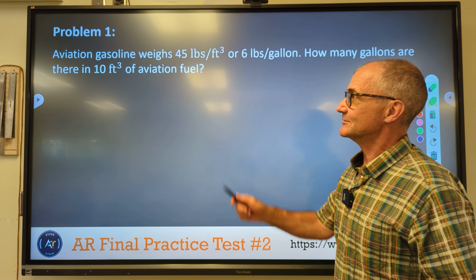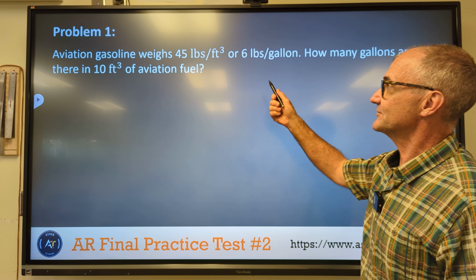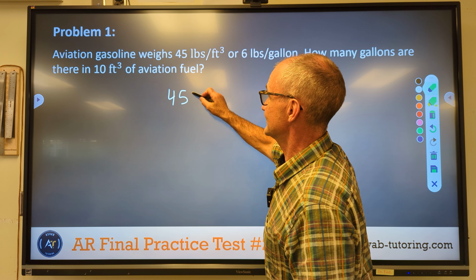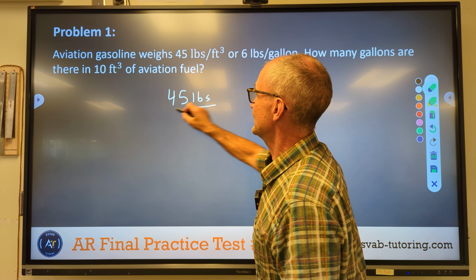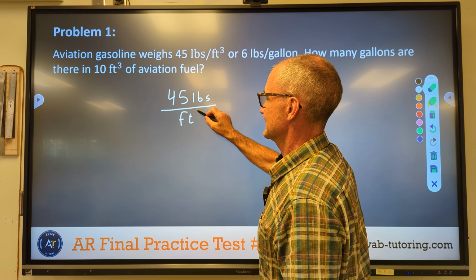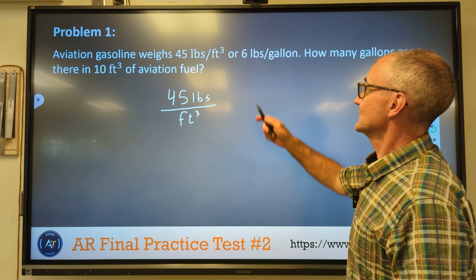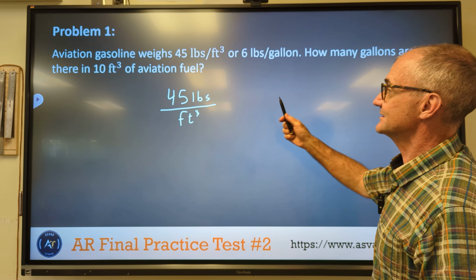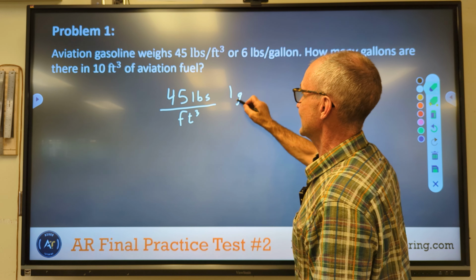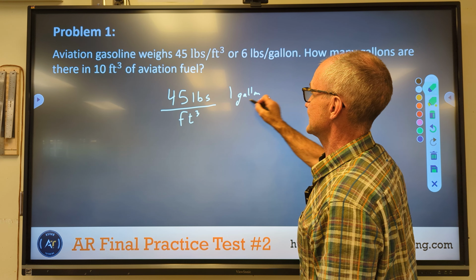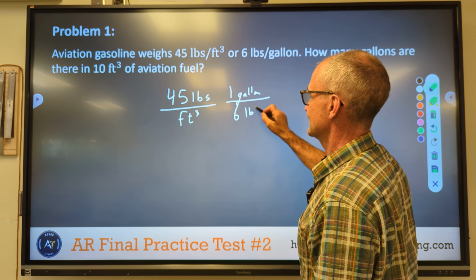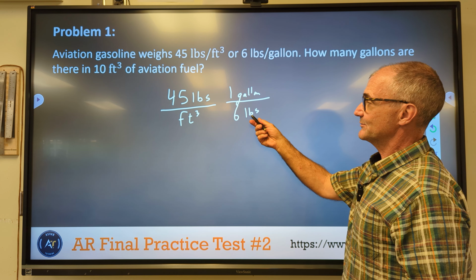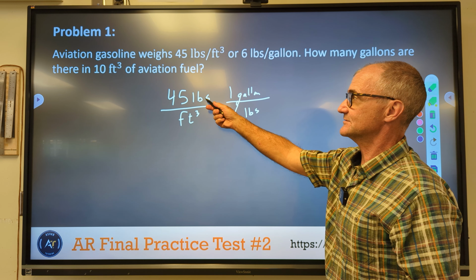All right, first problem. Aviation gasoline weighs 45 pounds per cubic foot. I'd write these as proper fractions. So I do pounds per cubic foot so that we could cancel units. Or 6 pounds a gallon. So that means 1 gallon is equal to 6 pounds. These things are equal, so I could put them either way. And the reason why I put pounds down here is so they could cancel with that.